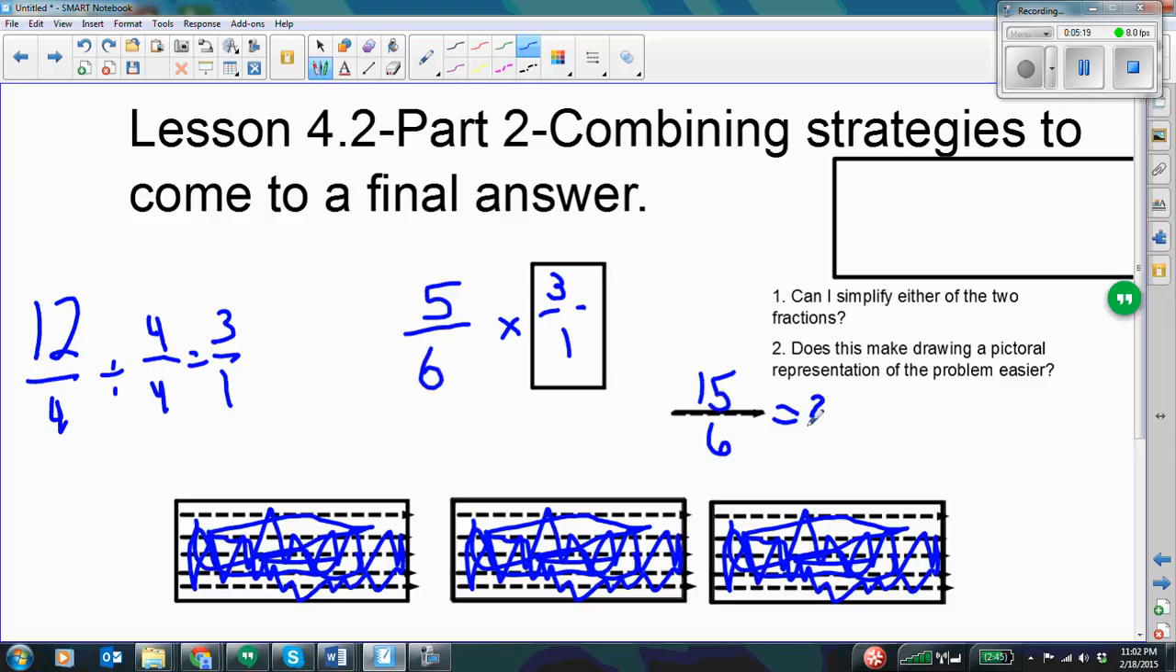Excuse me, 2 times. And I have 3 left over, and 6 parts makes my whole. Or if I simplify it one more time, my final answer is going to be 2.5. So if I find 5/6 of 3, well, 5/6 of 3 is equal to 2.5, and that's what my picture shows.